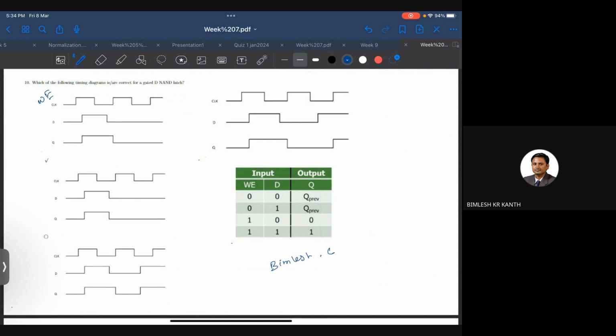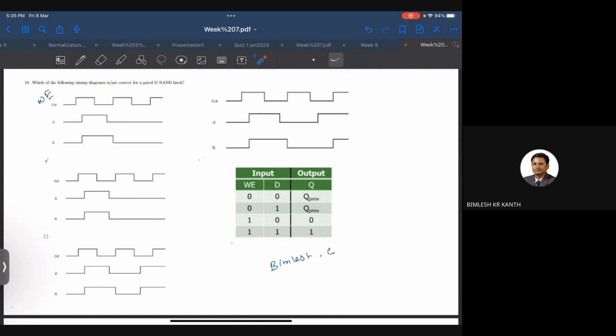C is looking correct. I don't know. Okay, let's see one by one. When W equal to 0, Q equal to 0, so we'll do like previous. Let's see W equal to 1 here, right? And D equal to also 1 in that position. What will happen? W equal to 1 and D equal to 1, it will be 1. Okay, up to that is correct, right?